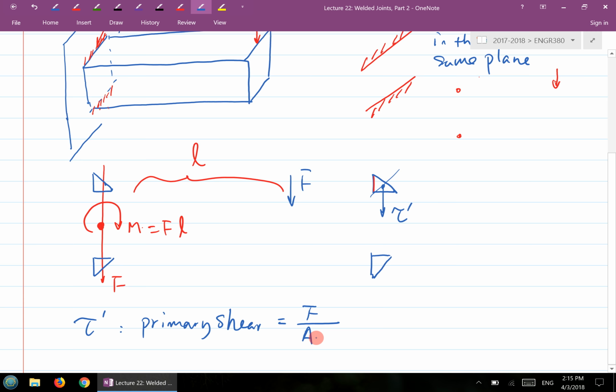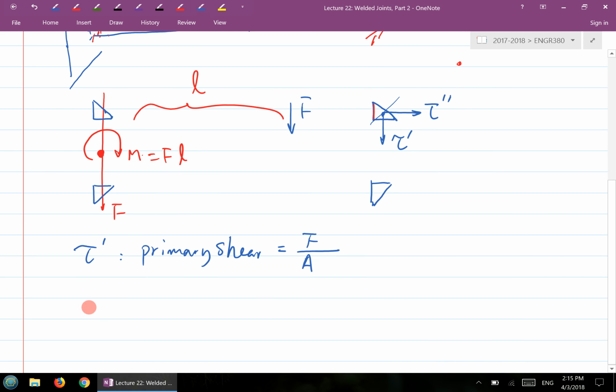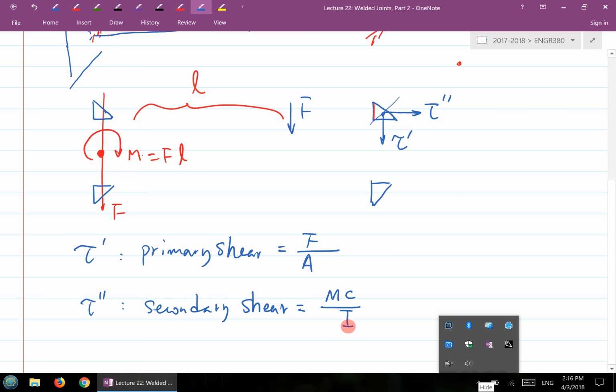And then the second type of stress is caused by the moment or the torque here. If I pick this point, there will be a shear stress pointing that way, which is perpendicular to the radius. This is called the secondary shear, and that's M times C over I. So this is different now. This is M times C over I.